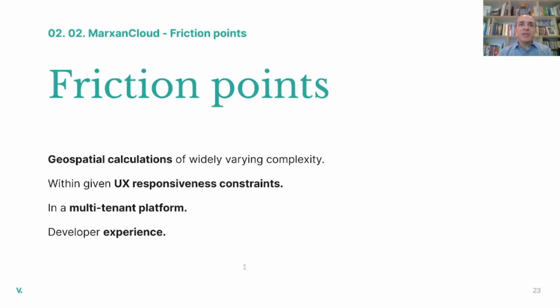Adding to the frictions, this is a multi-tenant platform, which means we need to combine unpredictable loads for each single tenant into a kind of higher order unpredictable load for the platform as a whole. And last but not least, developer experience was a core concern for our team. We wanted to use tools and frameworks that help us keep accidental complexity as low as possible. Alicia will now go through key points of our use of PostGIS in the Marxan Cloud platform.